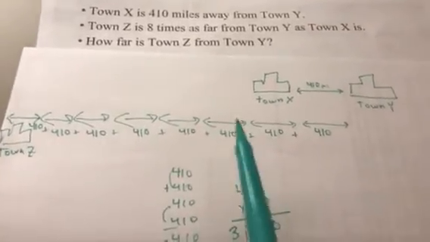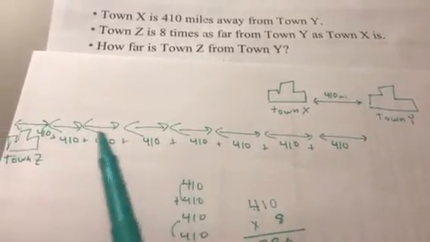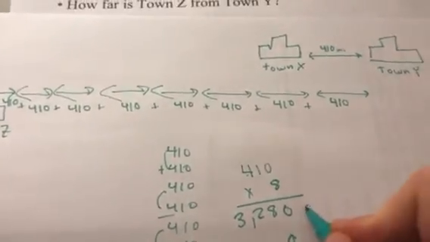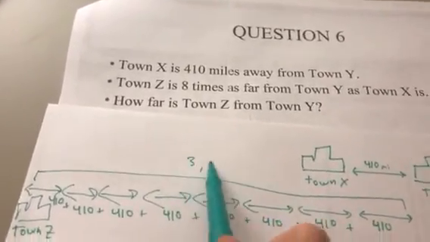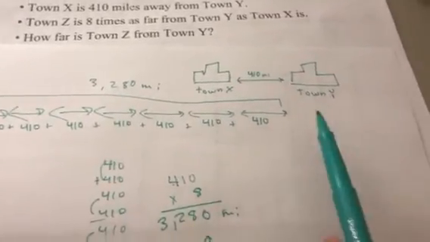It's miles, right? This is 410 miles. This is 410 miles, but 8 times that. So that would be 3,280 miles. So what does this mean? Town Z is, this whole distance here, is 3,280 miles away from town Y.